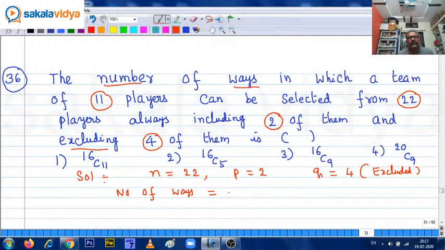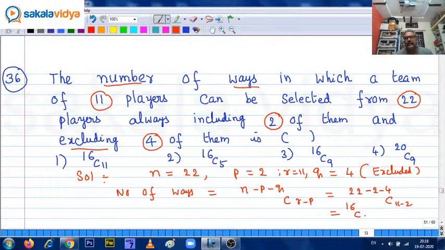Number of ways is equal to (n minus p minus q)C(r minus p). Already two members are selected. Now how many do you still need to select? 9. The r value is 11, 11 members need to be selected, that is r minus p, because already two members are selected. Now the remaining 9 members. So this equals (22 minus 2 minus 4)C(11 minus 2), that is 20 minus 4, 16C9. That means the third option is the right option.